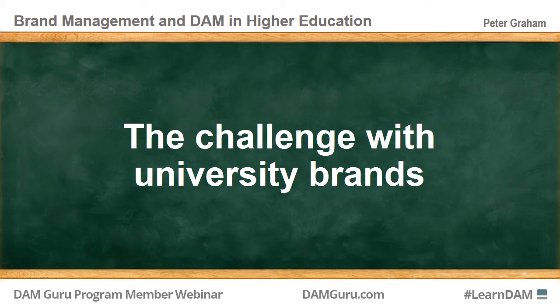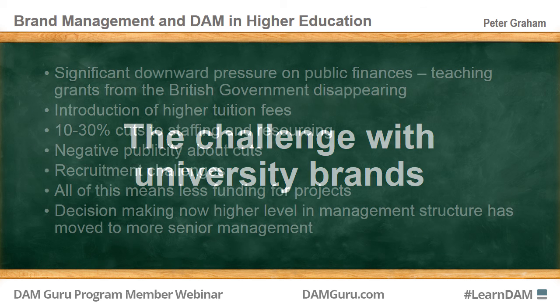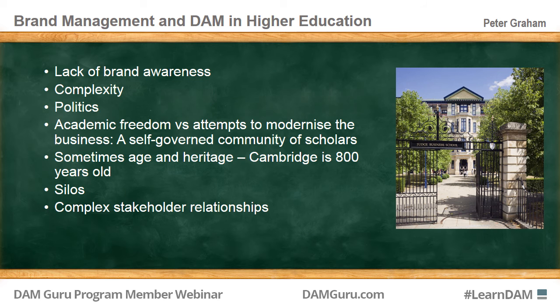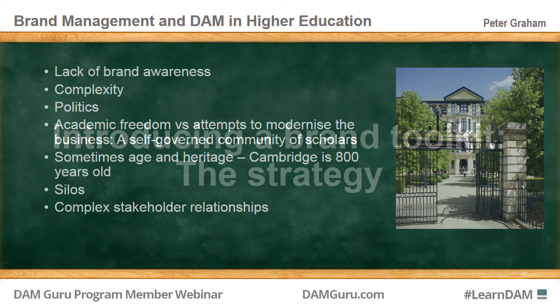Generally, we're under pressure. There's a downward pressure on public finances in the UK, all manner of cuts, lots of negative publicity about those cuts. It makes it harder to recruit students, and harder in the international market because it becomes more expensive to come to the UK. It also makes the decision making that I alluded to before a little bit harder to access. There's a lack of brand awareness, the politics I mentioned, and the age of the institution.